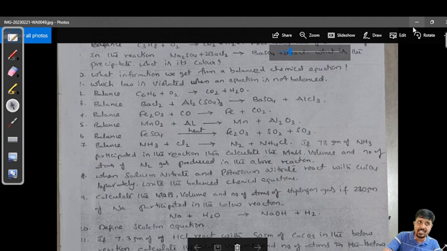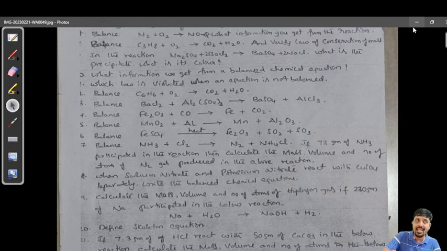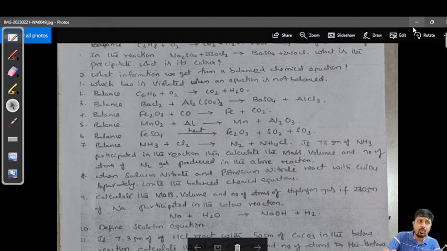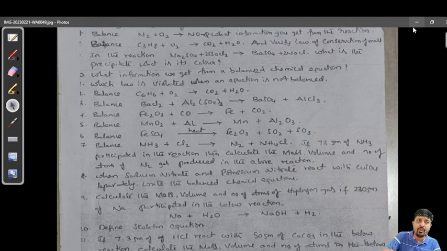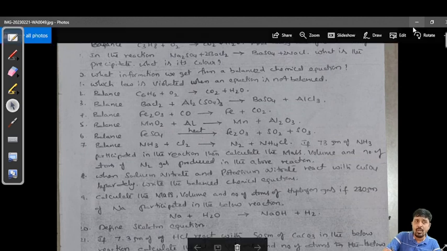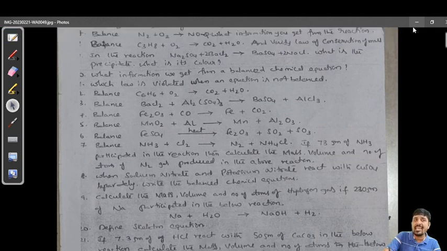Here you can clearly see, CO2 and H2O are going to be formed. So our technique is the same: balance carbons, balance hydrogens, count the number of oxygens here and write by 2 in front of it. Done. Now look at the next question. BaCl2 plus Al2(SO4)3 gives rise to BaSO4 plus AlCl3. Now try to balance it.